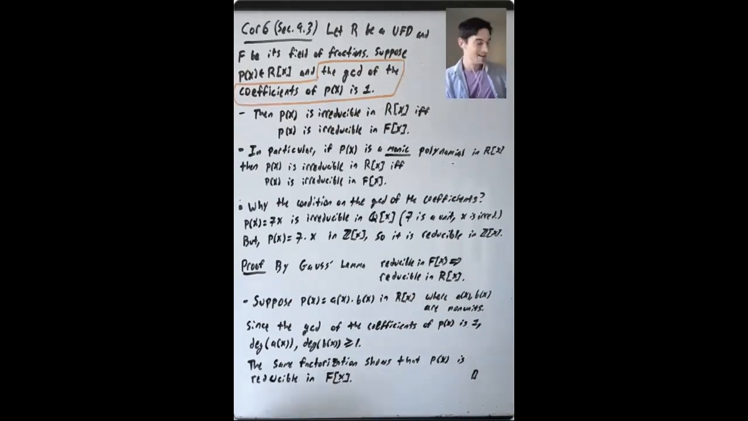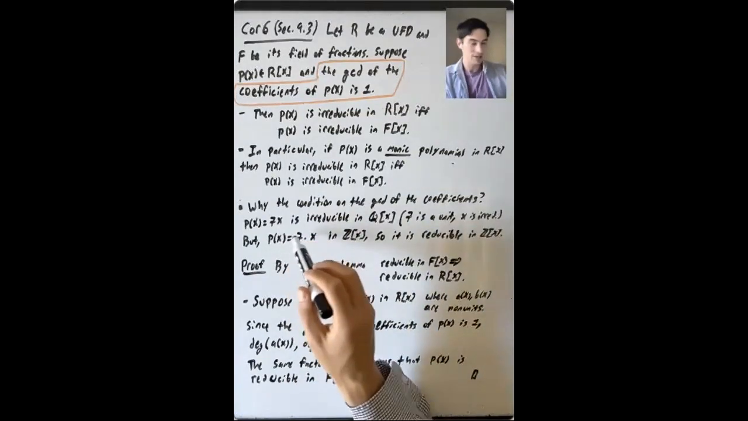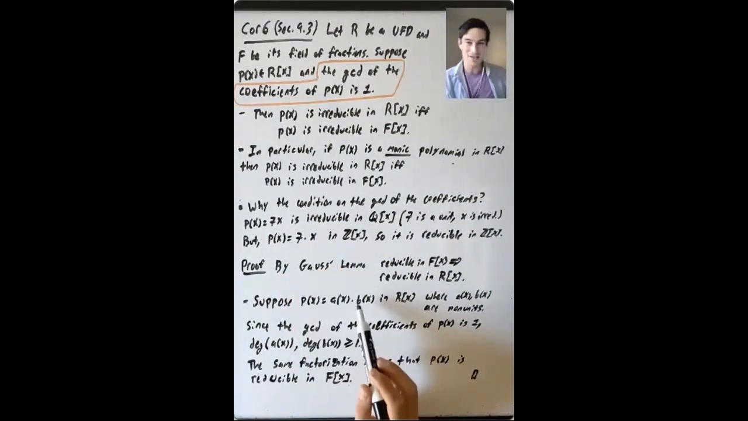Well, now the problem would be that maybe you have this factorization of non-zero non-units in R[X]. Certainly, these are two elements in F[X]. But what if one of them became a unit? Then that wouldn't be enough to show that P of X was reducible in F[X]. So what are the units in F[X]? They're just the degree 0 polynomials that are not 0. They're the units in F. So we just have to show that both of these have positive degree.